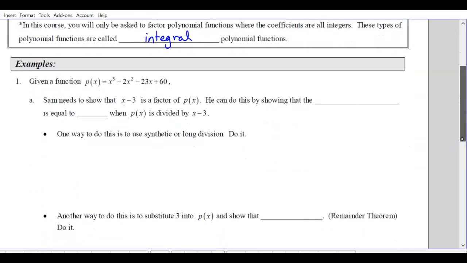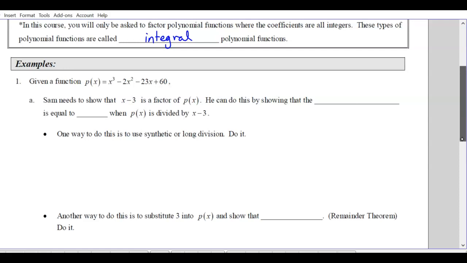So here we're given another polynomial function. If you take a look at that and you want to maybe factor it, no idea how, right? You can't factor by grouping, and this is degree 3, 4 terms. So we need to do some work. So we're going to prompt you here. So Sam needs to show that x minus 3 is a factor of p of x.